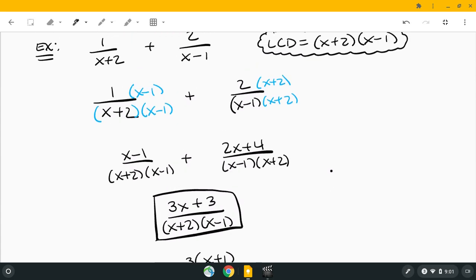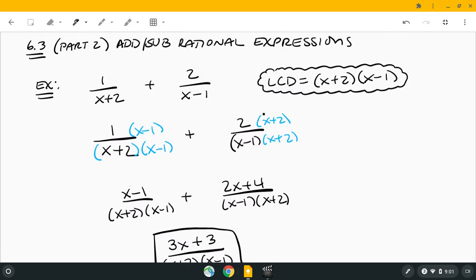Okay, so let's go ahead and recap this. So here are the fractions that you're trying to add. We get the LCD. Okay, we try to make the denominators look like the LCD.